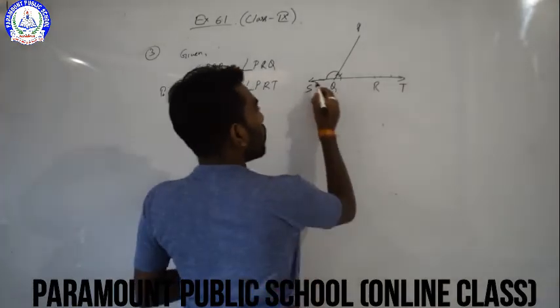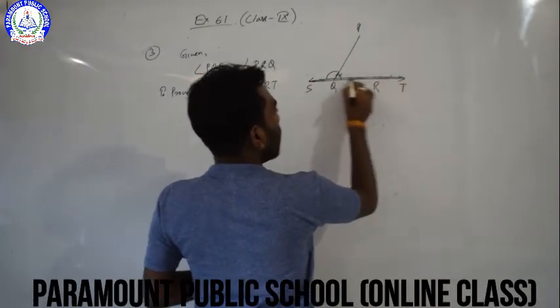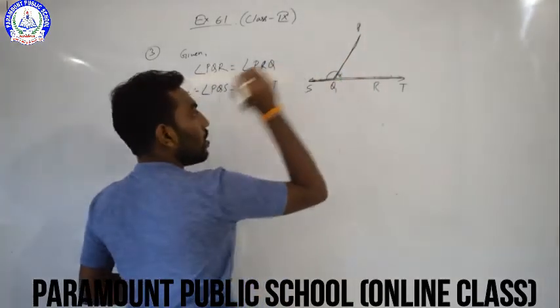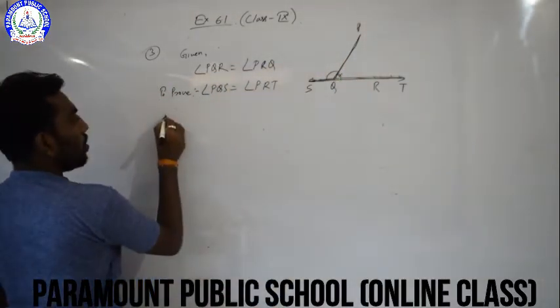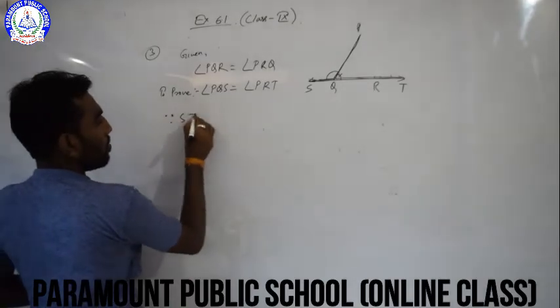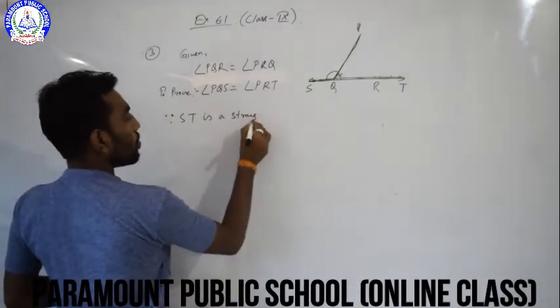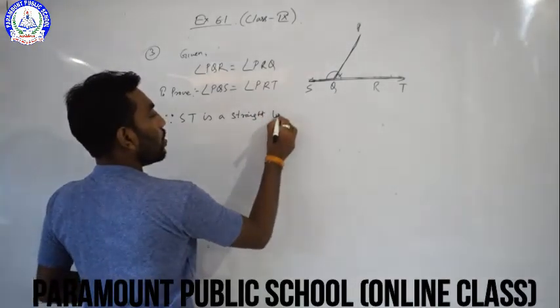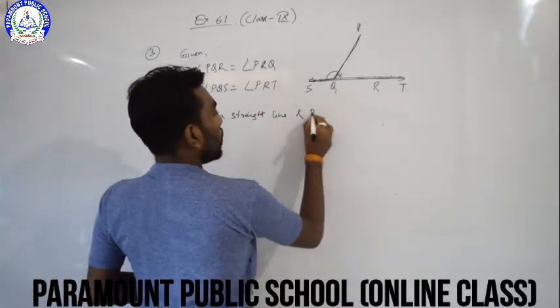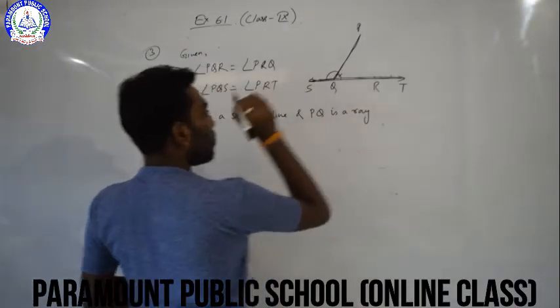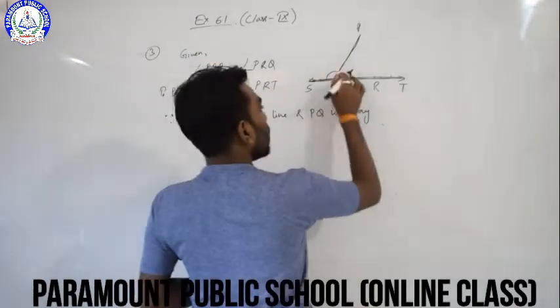Now you can see, student, what is this? This is a straight line. And what is this? This is a ray. So we can say, since ST is a straight line and PQ is a ray. Correct, student? So what will happen?